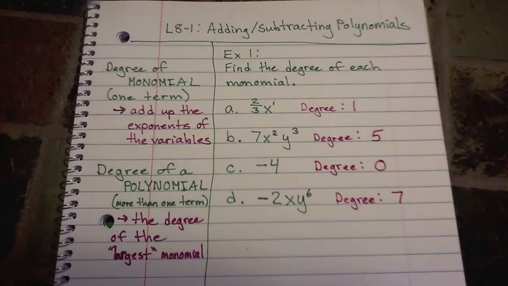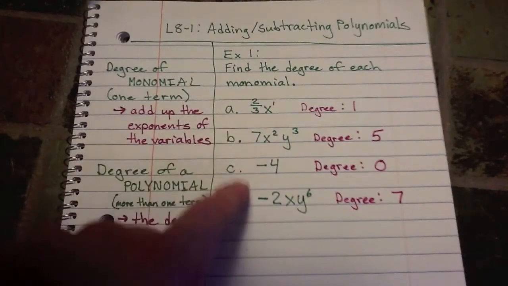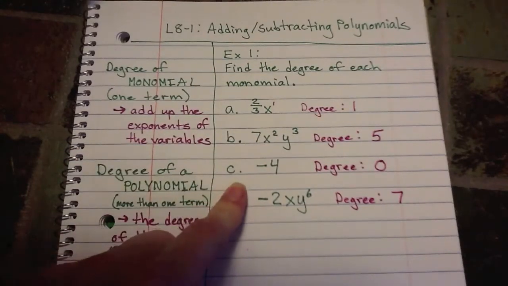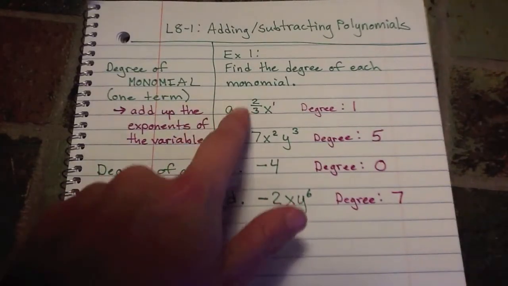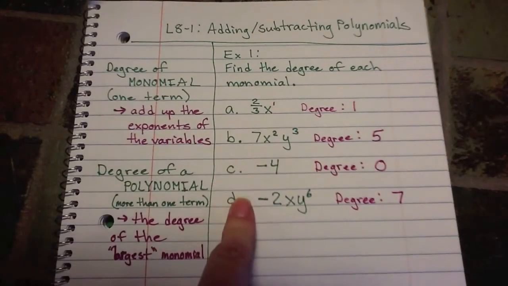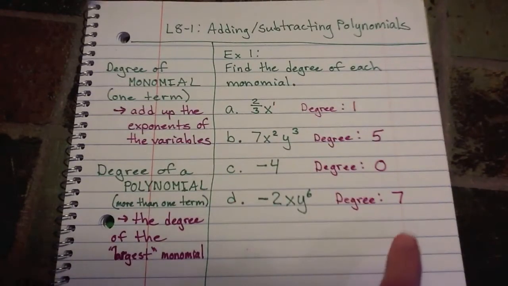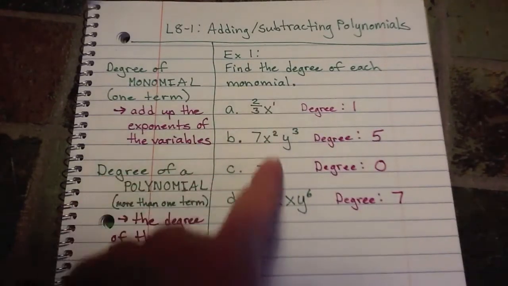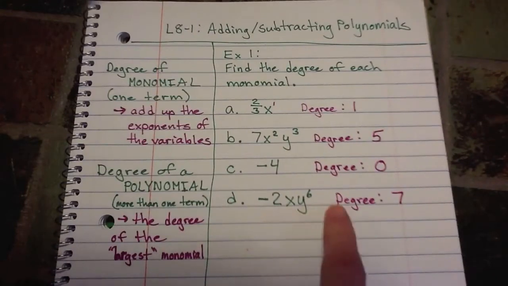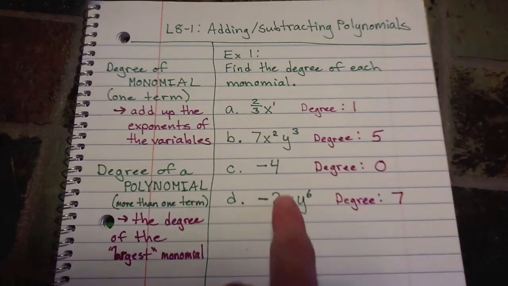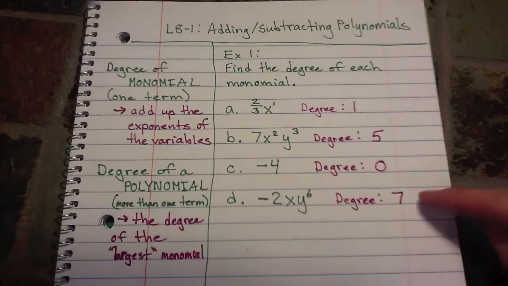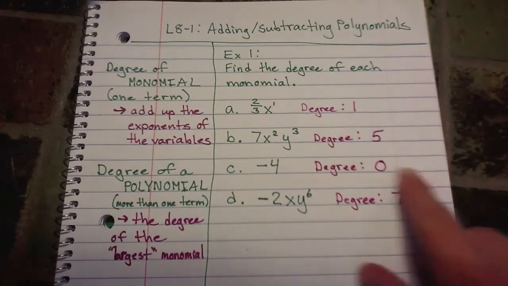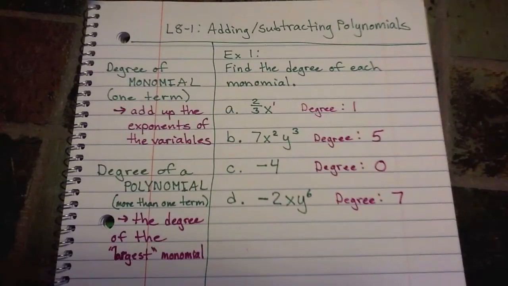Now, if all 4 of these terms were being added together or subtracted from each other, then what you would do is you would look at the degree of each individual term and you would pick the one that was the largest. So if all of these were being added together, then our largest degree for that polynomial would be 7. You wouldn't take all your answers and add them up. It'd just be 7. Let's try one of those examples now.